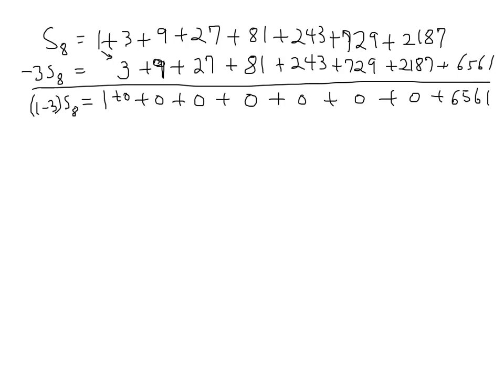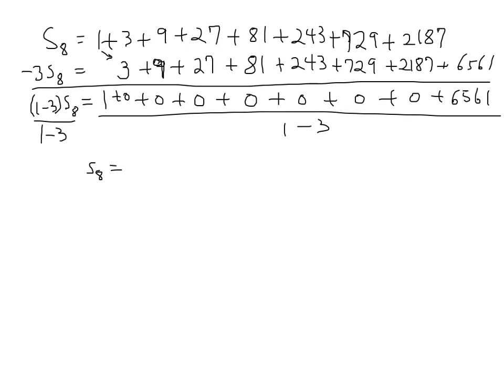So if I divide both sides by 1 minus 3, what I end up with is s sub 8 equals 1 plus 6,561, all over 1 minus 3. So let's take a closer look at these numbers.